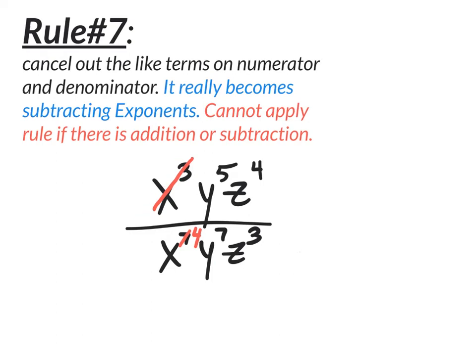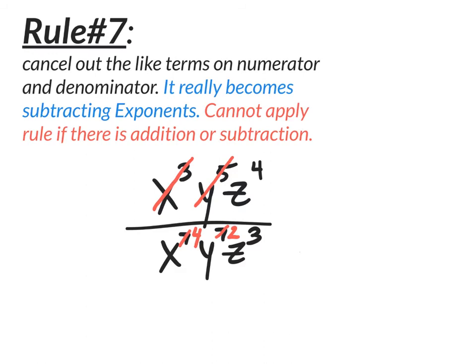How about the y's? I have 5 up here, y times y times y times y times y, and down here I have 7. So how many cancel out with how many? 5 cancel out with 5. How many are left? 2. All of these 5 are going to totally cancel out. I put a line through the whole thing because all 5 cancel out with 5 of these 7, and I will have 2 left over on the bottom. You guys with me? Wait, why not negative 2? Because if you did write negative 2 up on top, you're going to have to change it to a positive exponent, because Rule 6 says you can't have negative exponents.